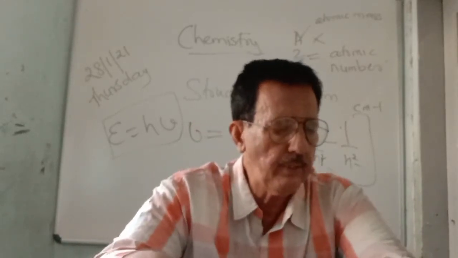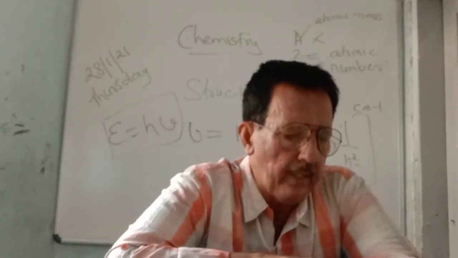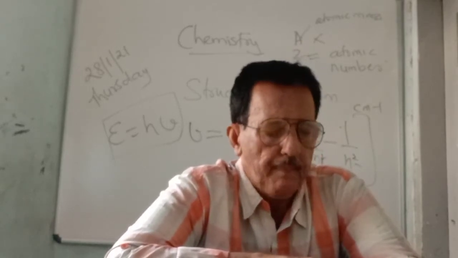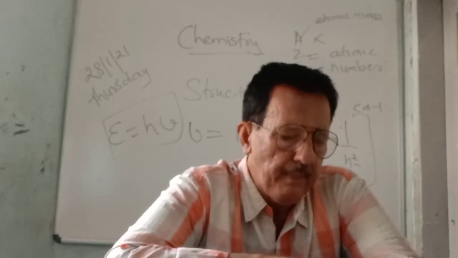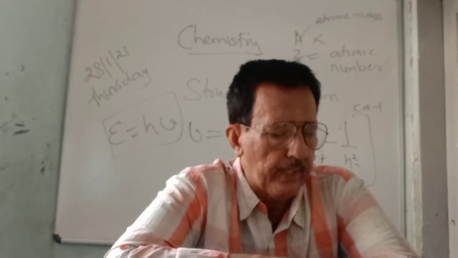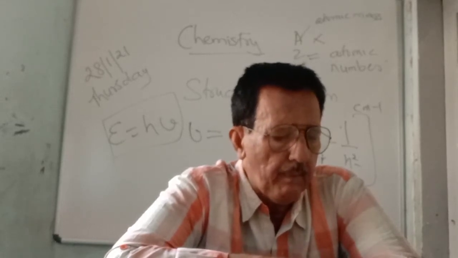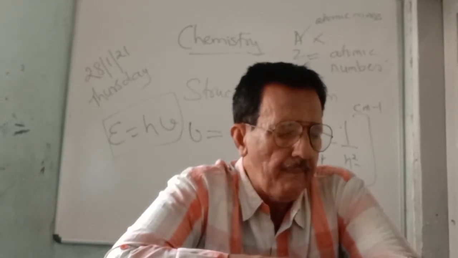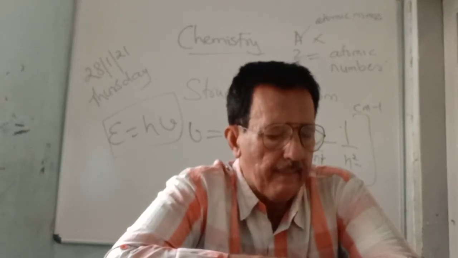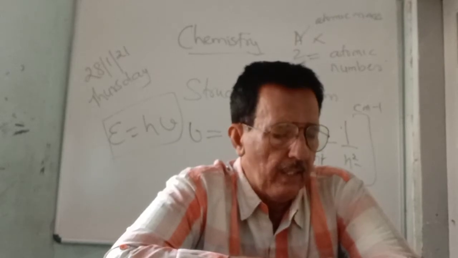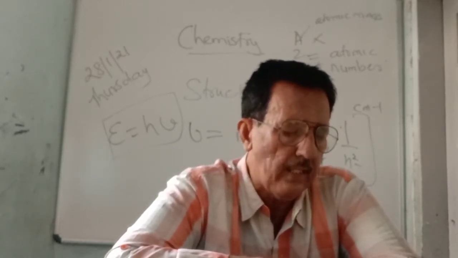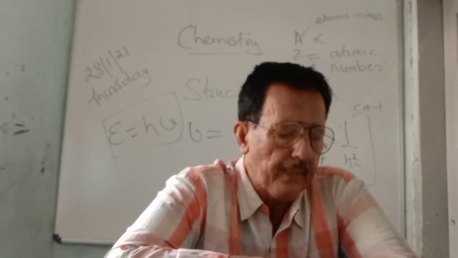Okay, so this was what we were discussing. Now we have the concept of quantum numbers. What are the principal quantum number, azimuthal quantum number, magnetic quantum number and spin quantum number? In the principal quantum number, we identify the shell. The shells are represented by K, L, M, N. It is denoted by n. Therefore, the number of allowed orbitals is equal to n square.